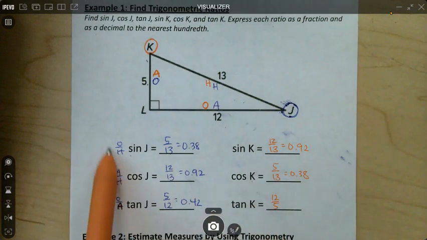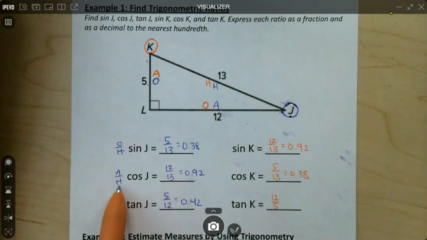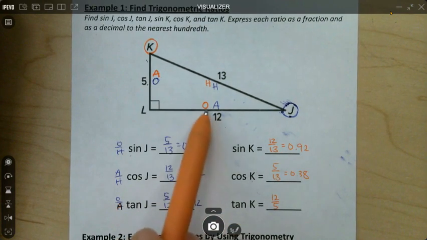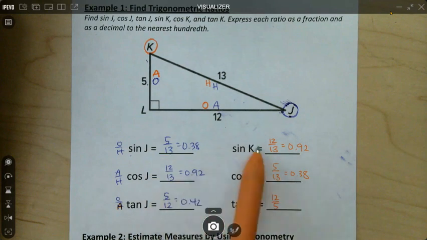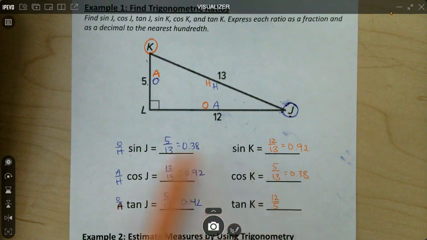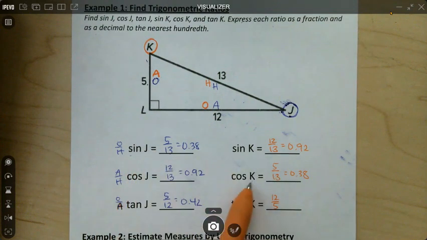So let's think. The only difference between the sine ratio and the cosine ratio is the numerator changes from opposite to adjacent and vice versa. Well, when we switched from j to k, the opposite and adjacent angles switched. So these ratios should always be the same. Cosine of j should always equal sine of k, and sine of j should always equal cosine of k.